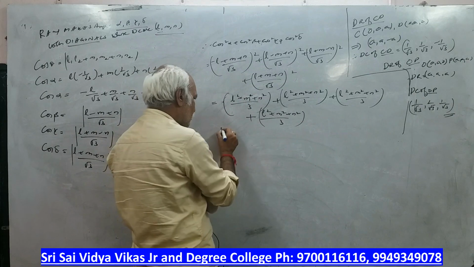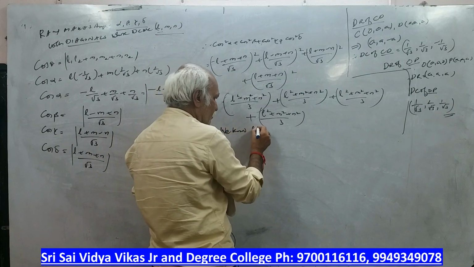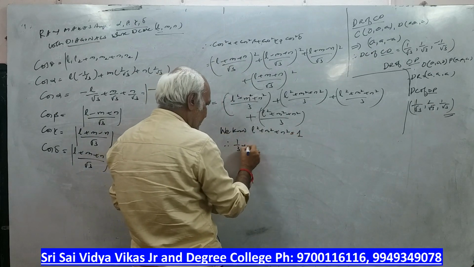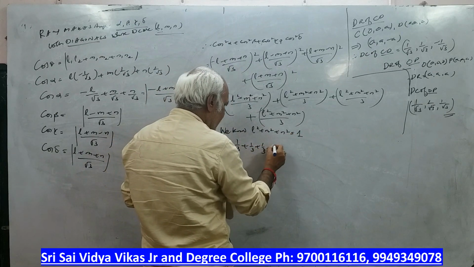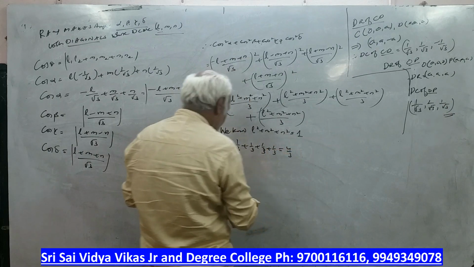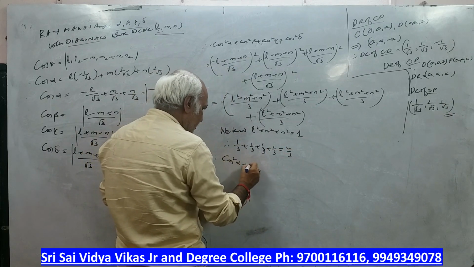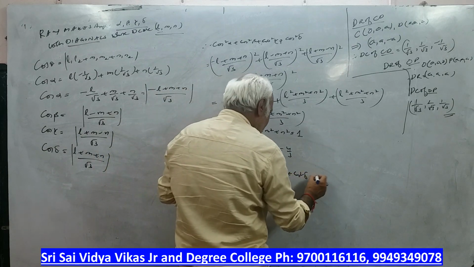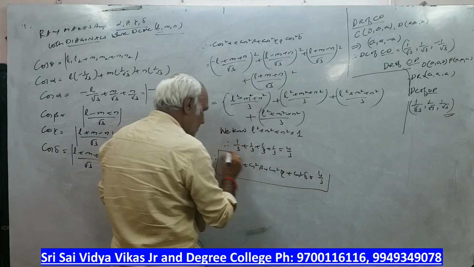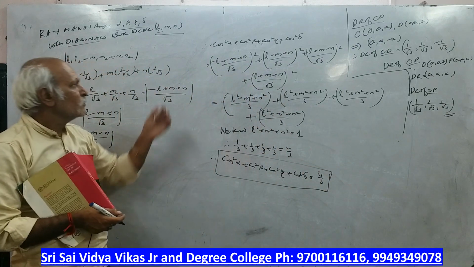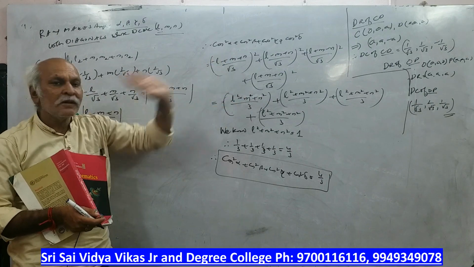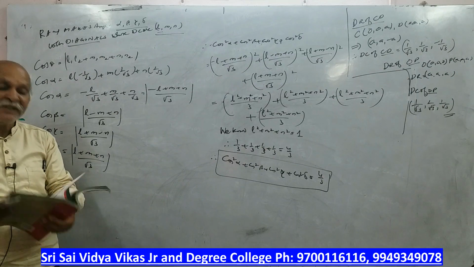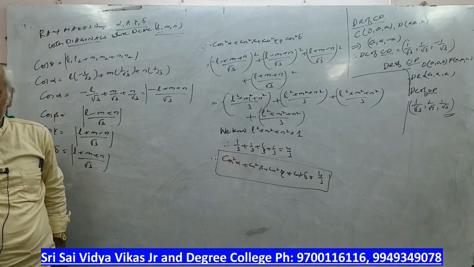We know l square plus m square plus n square is equal to 1. Therefore, it becomes 1 by 3 plus 1 by 3 plus 1 by 3 plus 1 by 3. What is the answer? 4 by 3. Therefore, cos square alpha plus cos square beta plus cos square gamma plus cos square delta is 4 by 3. Here we are not writing the complete expansion, as all the terms will get cancelled. Very, very important problem for 7 marks. With this, we have completed DCs and DRs. We'll start a new chapter from the next video.